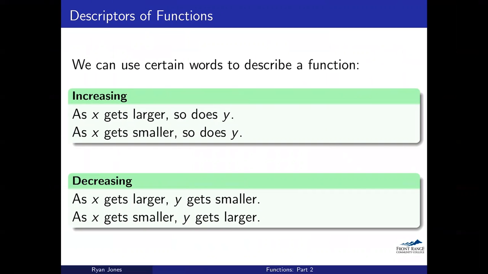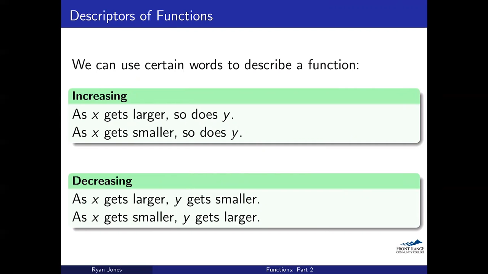I want to start off with increasing and decreasing. When a function is increasing, what that means is that as x gets larger, so does y. An alternative way of saying that is as x gets smaller, so does y. Basically, y does whatever x does. If x gets bigger, so does y. If x gets smaller, so does y. And then decreasing is just the opposite. If x gets bigger, y gets smaller. If x gets smaller, y gets bigger.